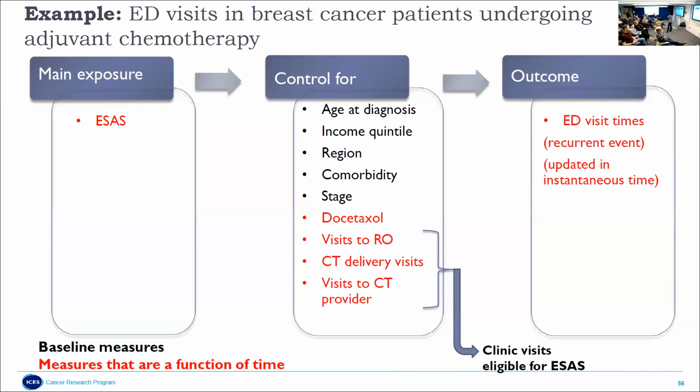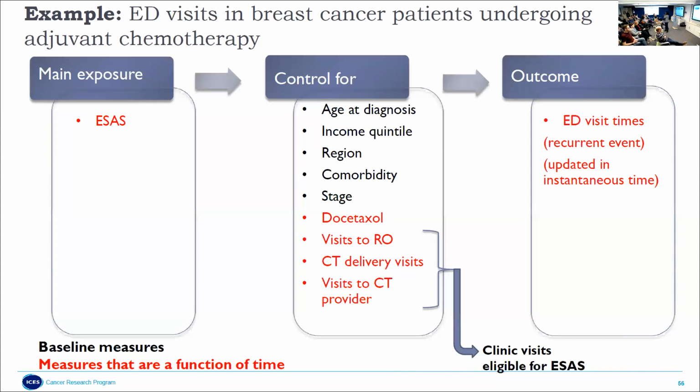Everything you see in red are time-varying covariates. So basically, every time there was a change in one of these, we'd update it over time. Everything in black is fixed, and it was just gathered at baseline. And then the outcome, of course, is ED visits, and we're capturing that in instantaneous time.